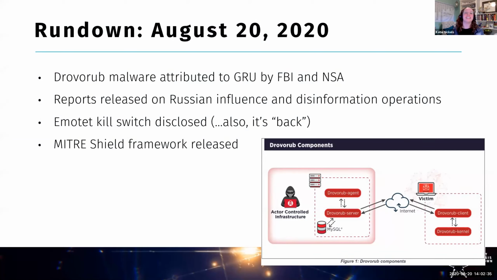Here are a couple things that I've seen in recent weeks. You might have noticed last week, I believe, a pretty significant report on Russian malware came out from NSA and FBI. And I'm going to butcher this. Droverub, I don't know how to say it, but in short, it's some pretty advanced Linux malware.